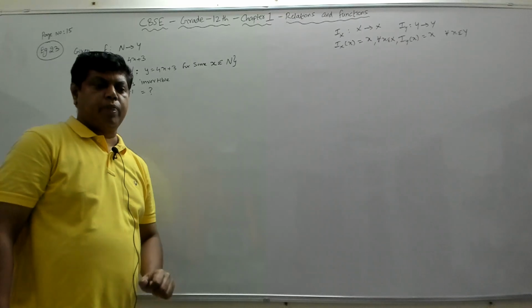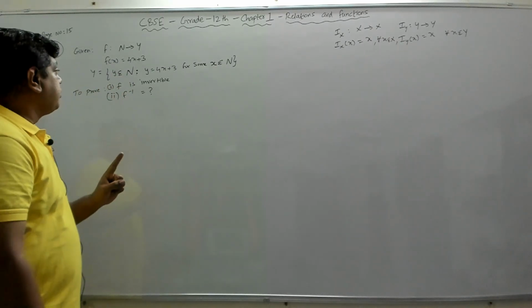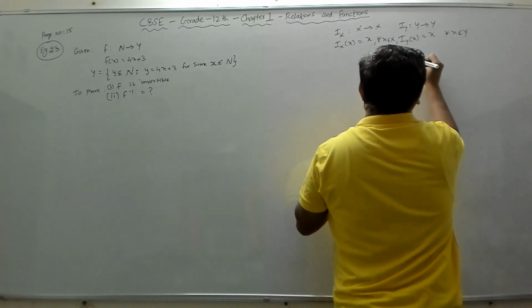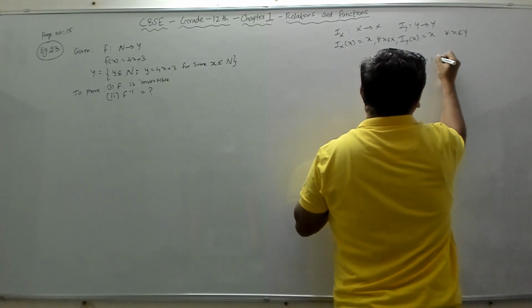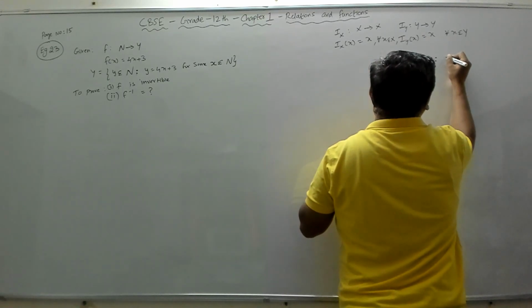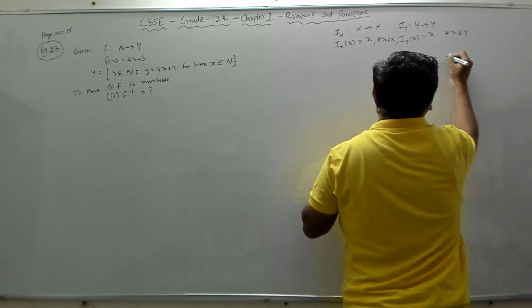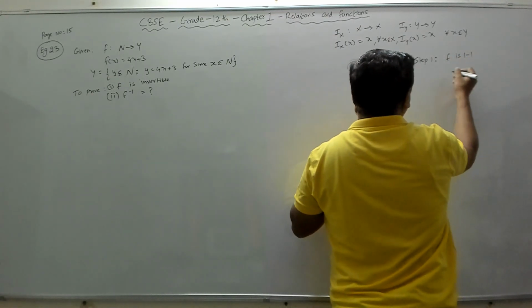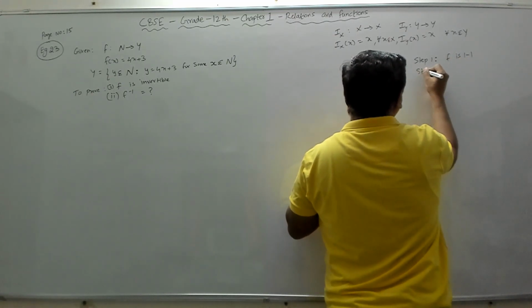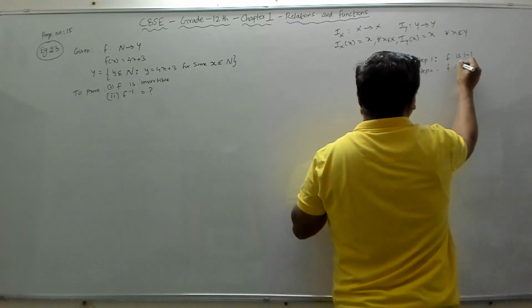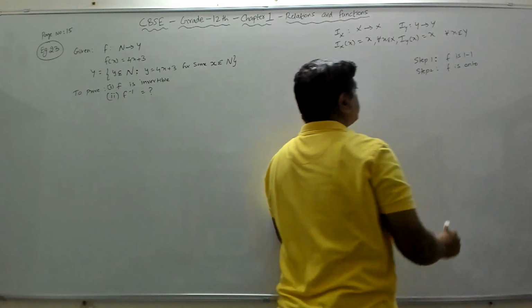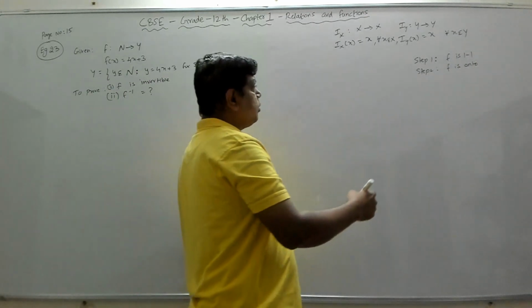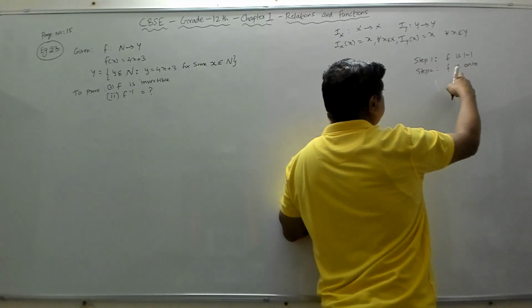The first step, I'll probably write here. Step 1 is we'll prove f is 1 to 1. We have to prove this. Step 2 is f is onto. F is an onto function, right? Then step 3: once f is 1 to 1 and onto, then f is invertible.